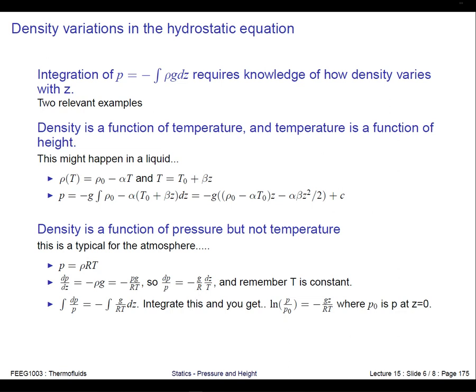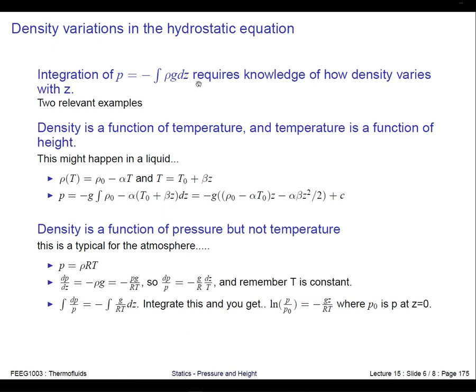A first example might happen if you've got a liquid whose density is a function of temperature. So you might have a reference density and then a corrector based on the local temperature, and this temperature might vary with height. So this is a reference temperature, and this is how temperature varies with height. This alpha and this beta would be constants that define these two things.